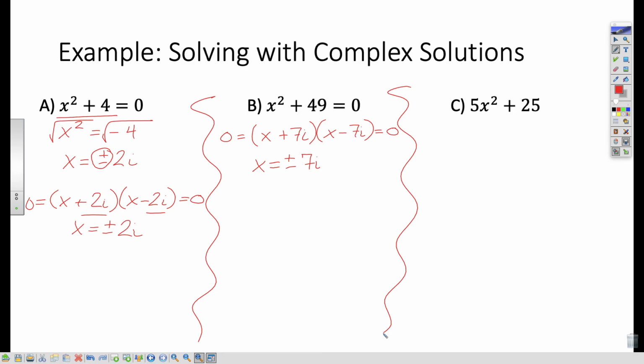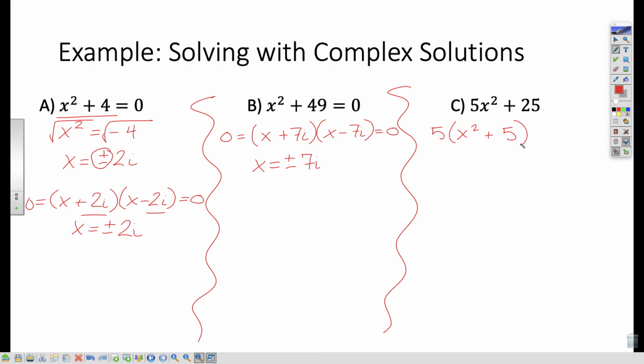Isaiah, tell me how to do the problem. Okay, so you factor out a 5, and the parentheses. And why did you factor out a 5, Isaiah? Because it makes the number smaller and easier to work with. They're both divisible by 5. It would have been x squared plus 5i.